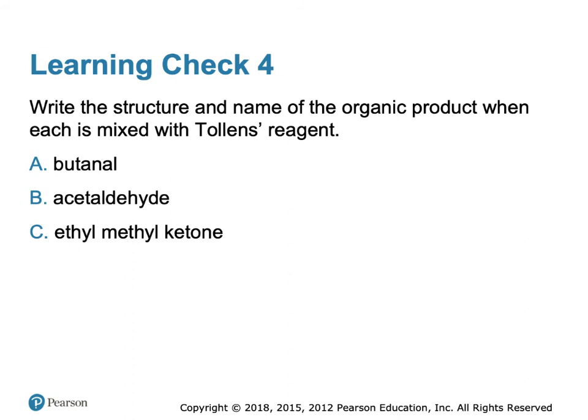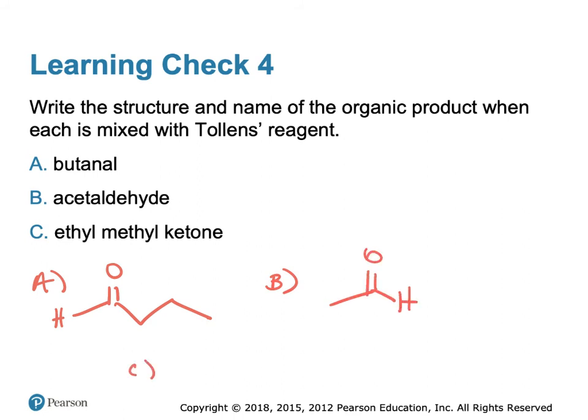So butanal is an aldehyde, and the structure looks like this. There are 4 carbons. So that's A. Acetaldehyde has 2 carbons. And then we have ethyl methyl ketone.